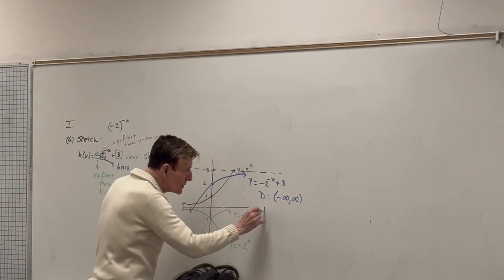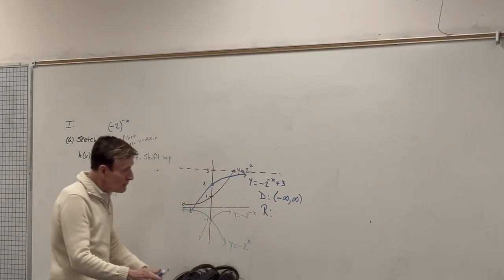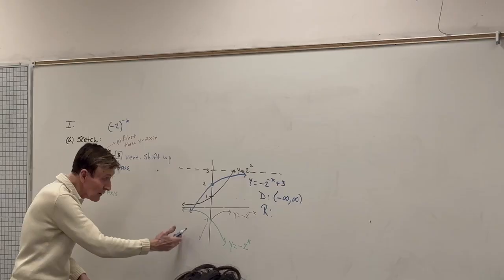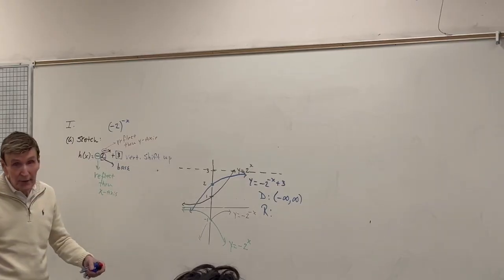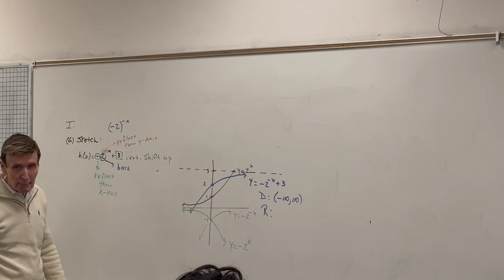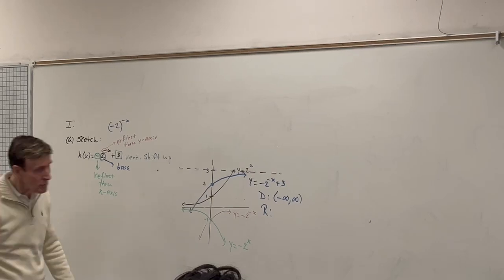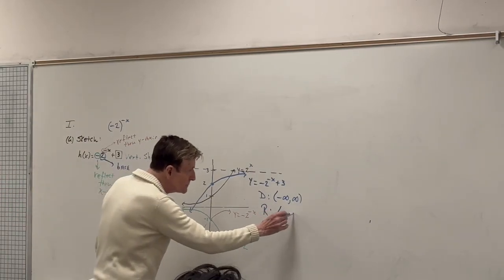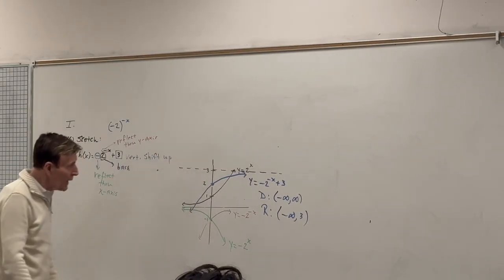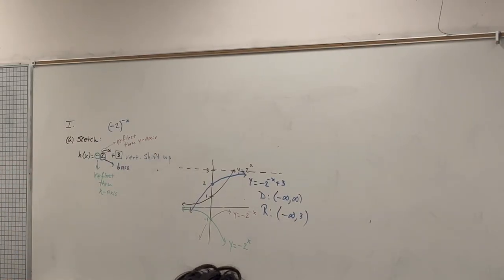Now the range, the up and down. Be careful. How would you describe the up and down? Because I see the blue graph is dropping down forever, so I know that's negative infinity. How high up does it go? Toward 3. Will it ever reach 3? No. There's my range. Domain, range, there's the graph, and we did it through transformations.